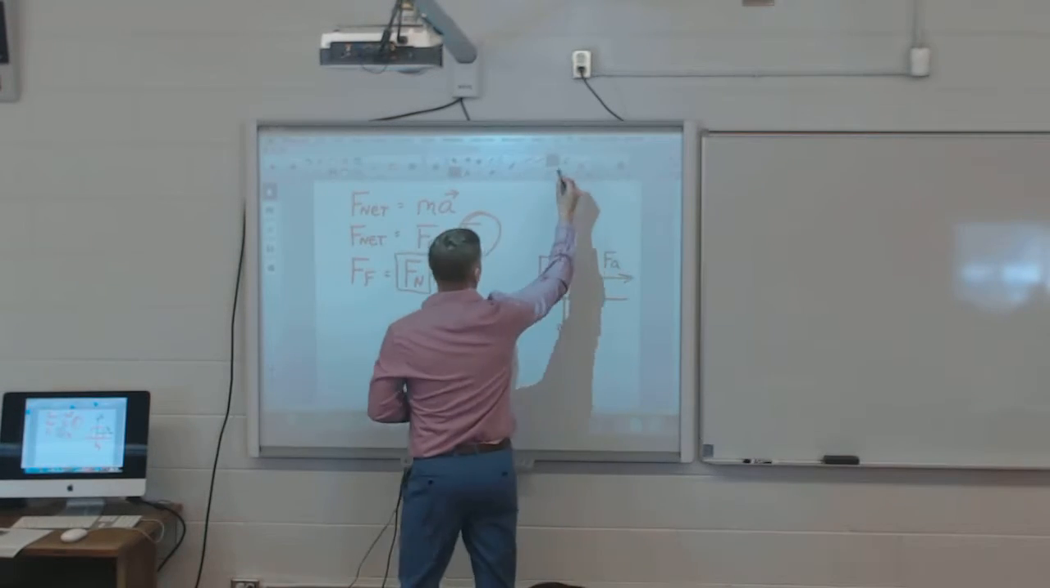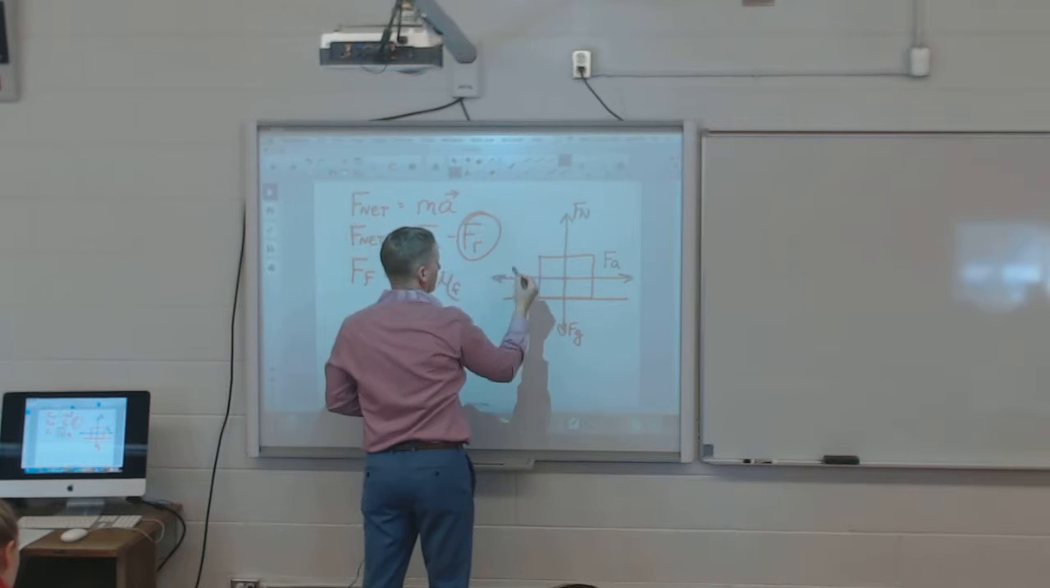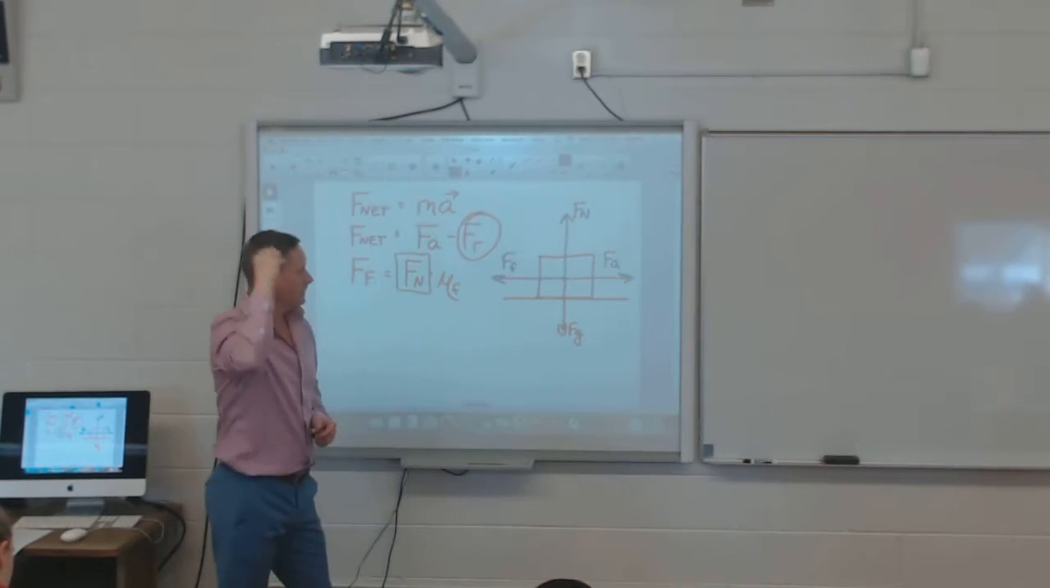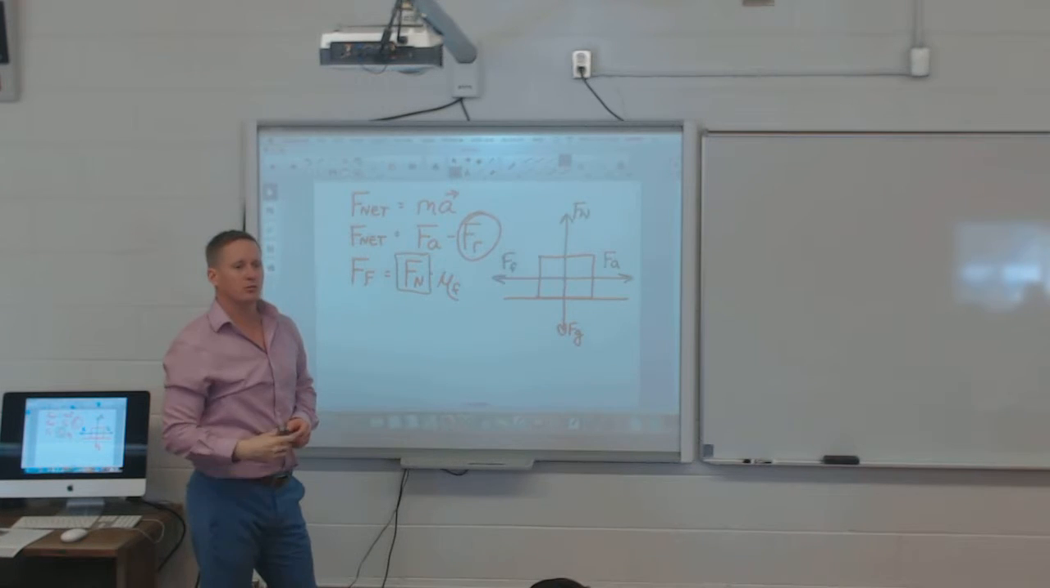There has to be an acceleration. And then this would be your resistance force. Most of the time it'll be friction. It works against the direction of motion.